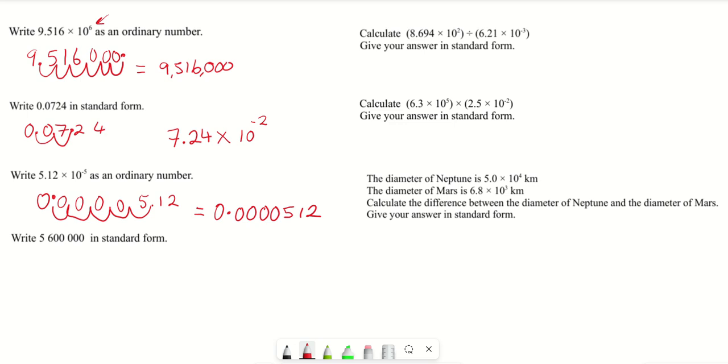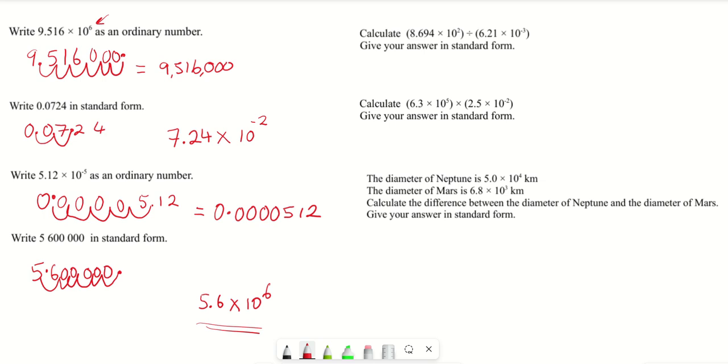Again, we're going to write this in standard form. Now, because it's not a decimal, it's quite a large number, I know it's going to be times 10 to a positive power. We write down the number we have been given. Now, the decimal place at the moment is here. We need it somewhere where it would make a number between 1 and 10. So it needs to go there. So we know it's going to be 5.6. Let's count how many jumps. 1, 2, 3, 4, 5, 6. So it's to the power of 6. Now that is in standard form.